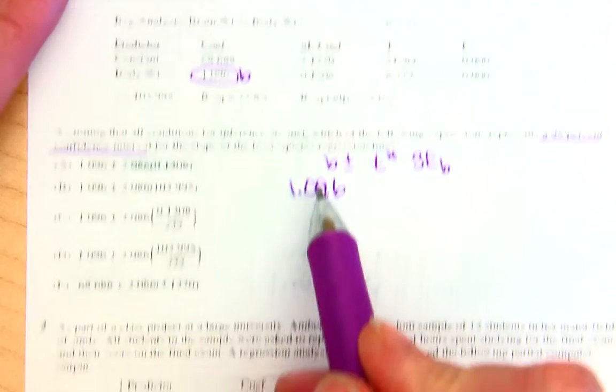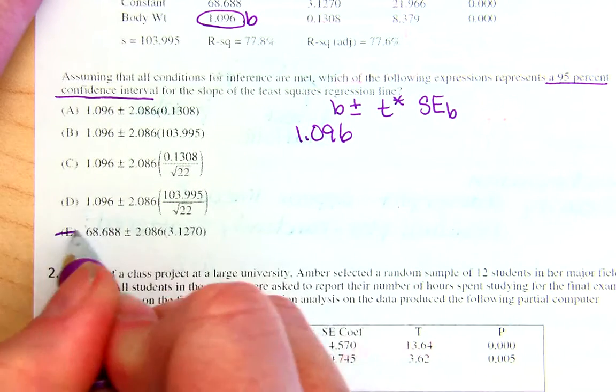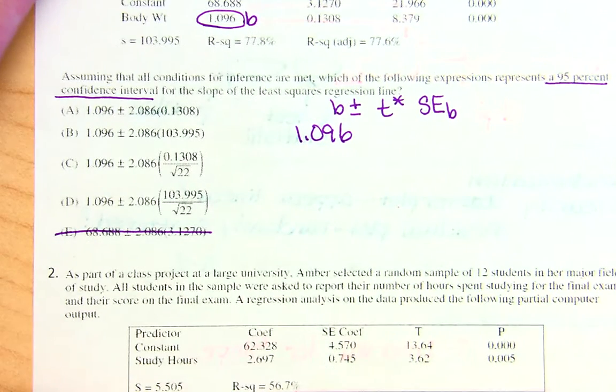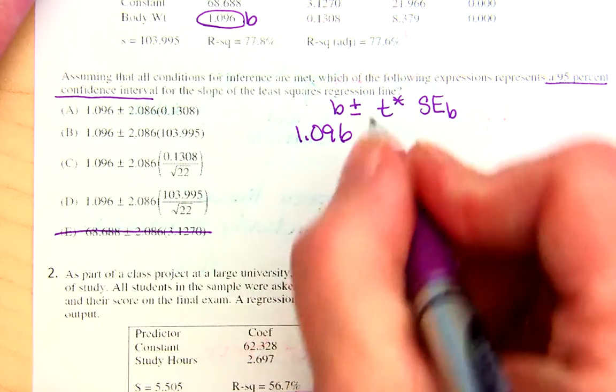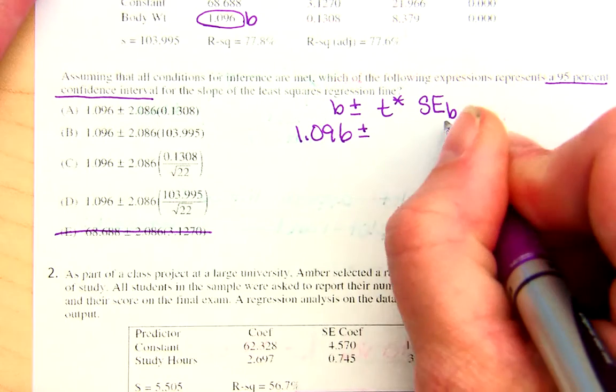So just from knowing that, I know that E is not a correct answer because that is not the slope that they put in that place. All the others have that number, so the rest of them are still a possibility.